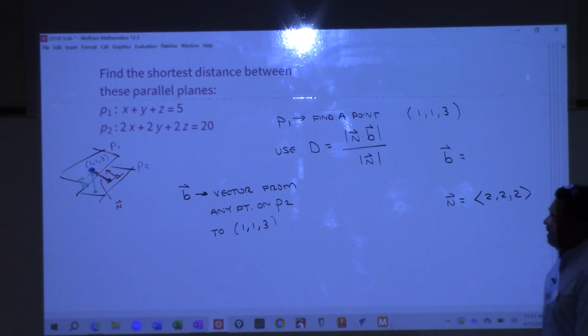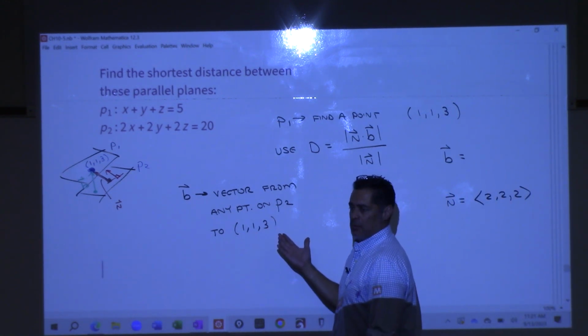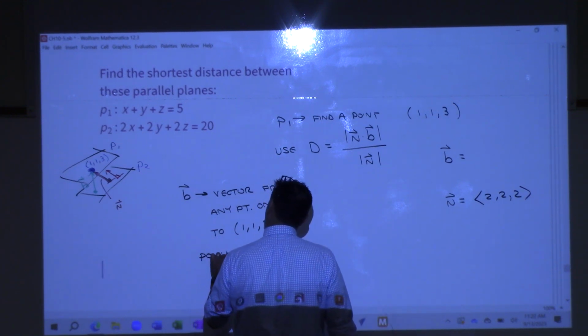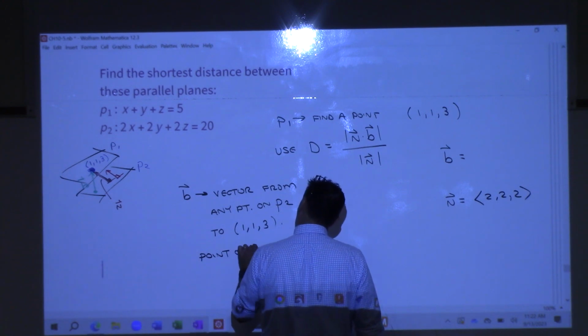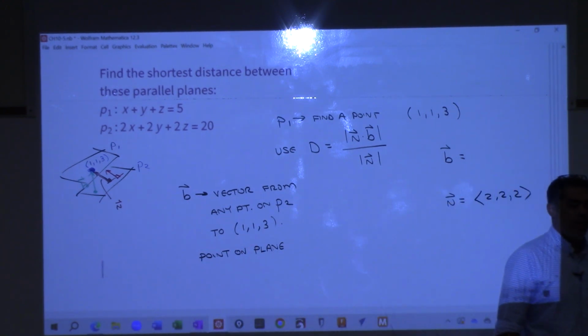So if we're going to have a vector that goes from any point on plane 2 to this point, we need a point on plane 2. Yes? When we get our normal vector, how do we know that it's pointing in the right direction of the other plane? It doesn't matter if it's in the right direction.